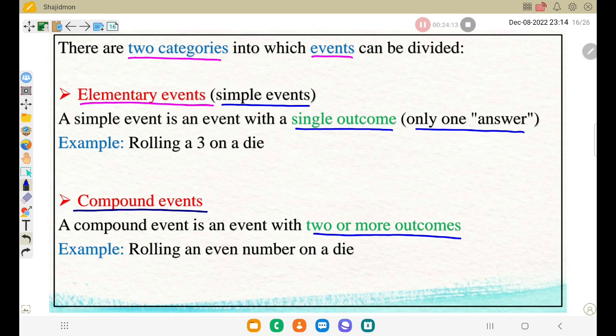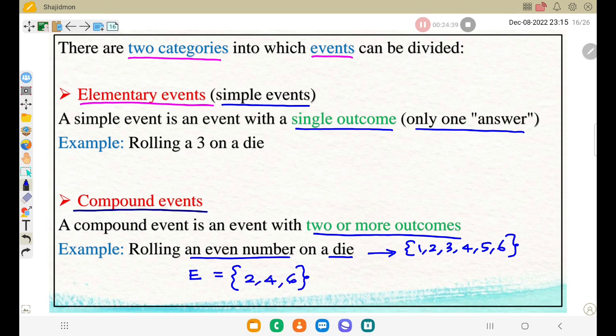An example here: rolling an even number on a die. What is that event? In a die, what are the options actually? 1, 2, 3, 4, 5, 6. Correct? 6 spaces are there. Now out of this, rolling an even number. Out of this, what are the even numbers? 2, 4 and 6. So getting an even number is a compound event. Correct? Because how many outcomes are there here? 2 or more than 2 means compound: 1, 2, 3. So this is a compound event. Okay, so this is the example of a compound event. I hope you understood that one.